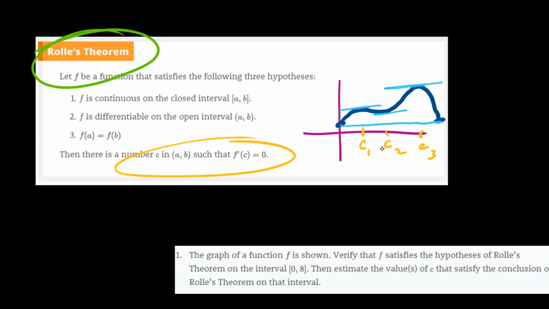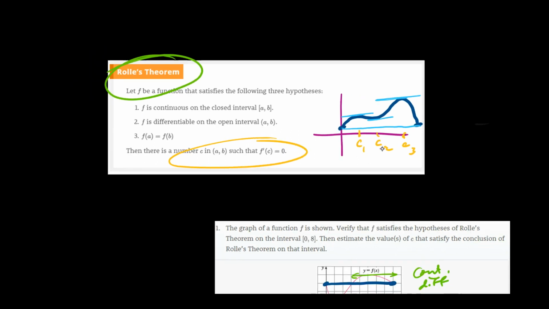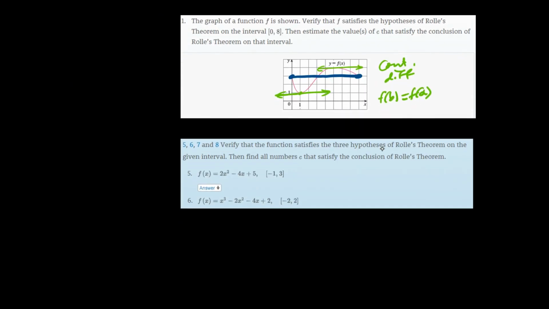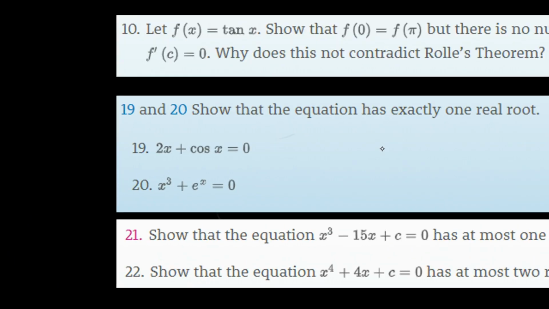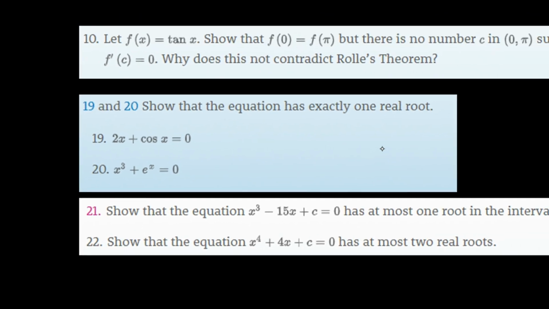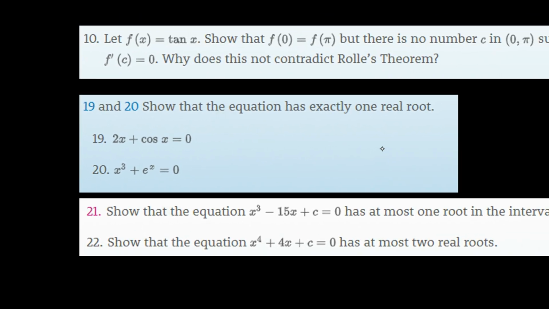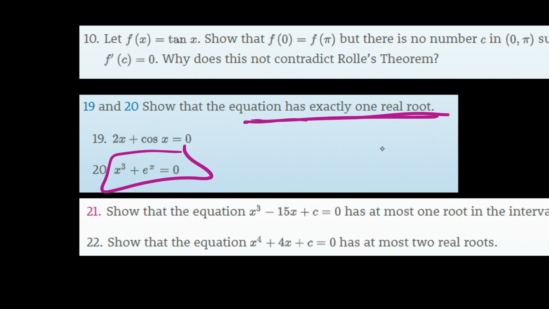Now, a lot of times people see this and they're like, well, where is this ever used? There's a good example in the book where they use velocity and stuff. It's actually used to prove a lot of stuff. For example, if you look at number 20, it says, show that the equation has exactly one real root. Well, remember a root is where a function is equal to 0. So it's the x value that makes the function 0.